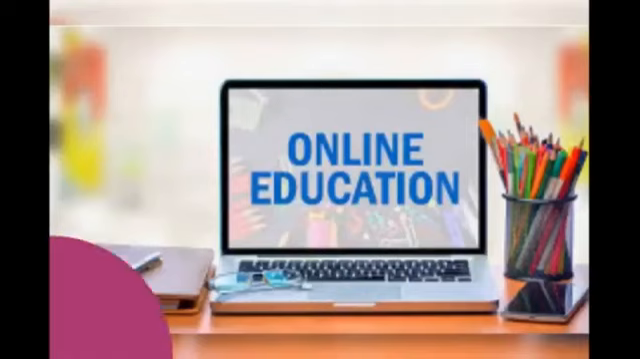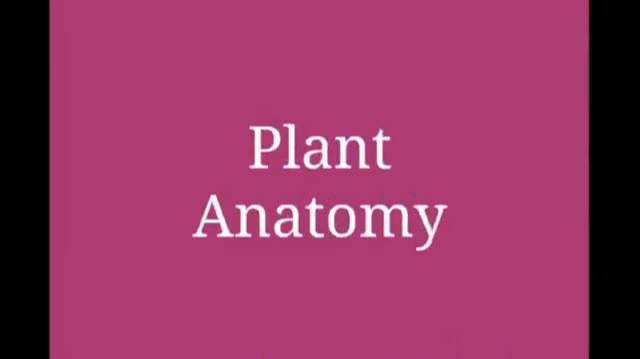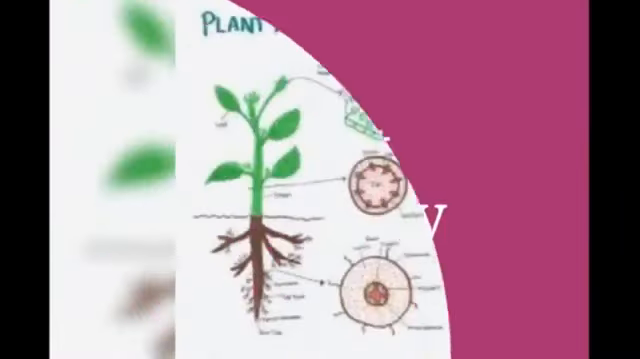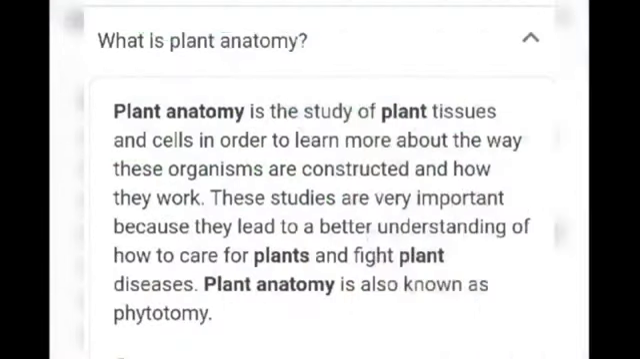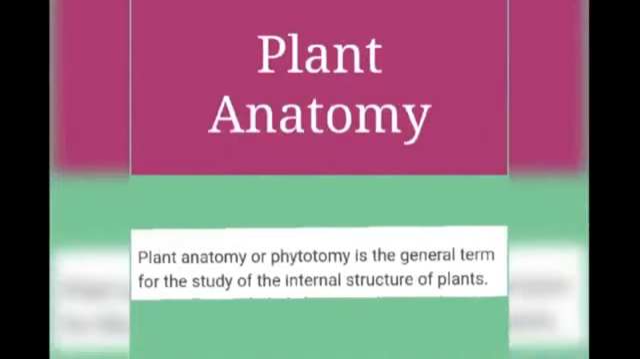To understand plant anatomy, we must know what plant anatomy is. Plant anatomy is a branch of science which deals with the study of the internal organs. A plant consists of various tissues present inside. It is a study of plant tissue and cells in order to learn more about the way organisms are constructed and how they work. In a shorter form, plant anatomy is known as phytotomy. It is the study of the internal structure of plants.